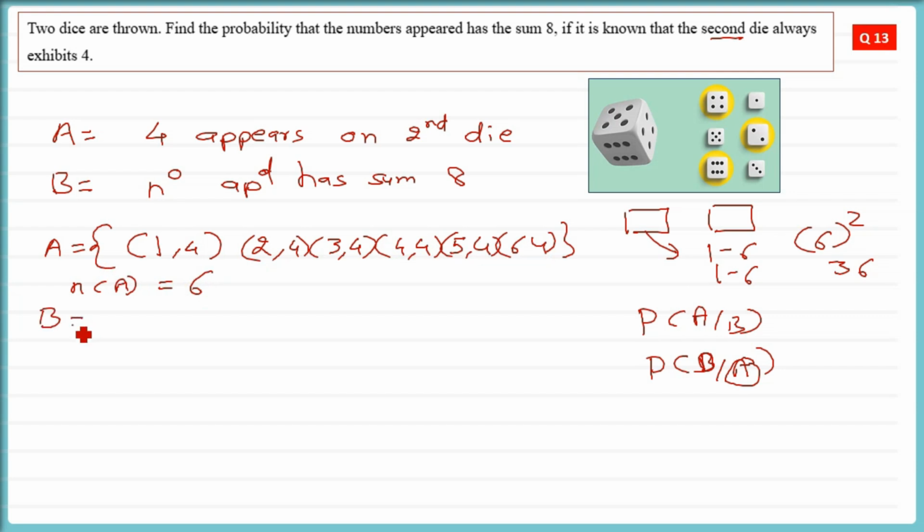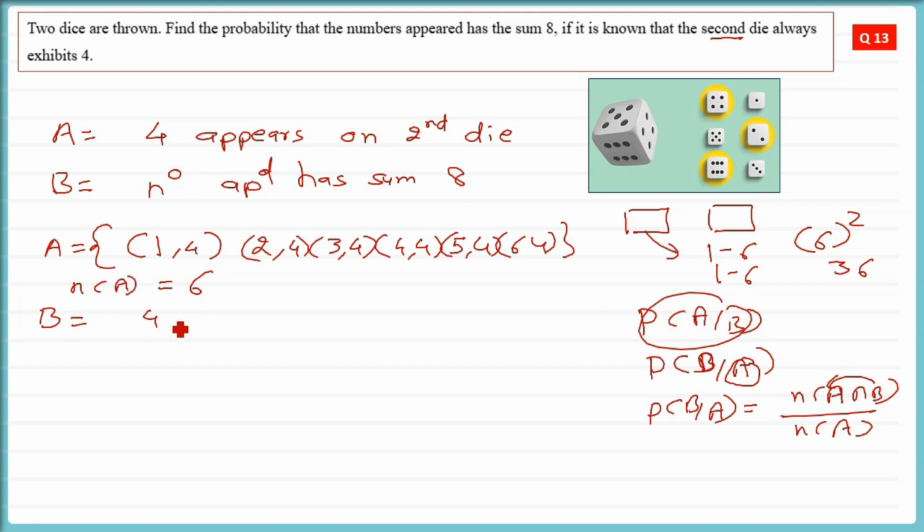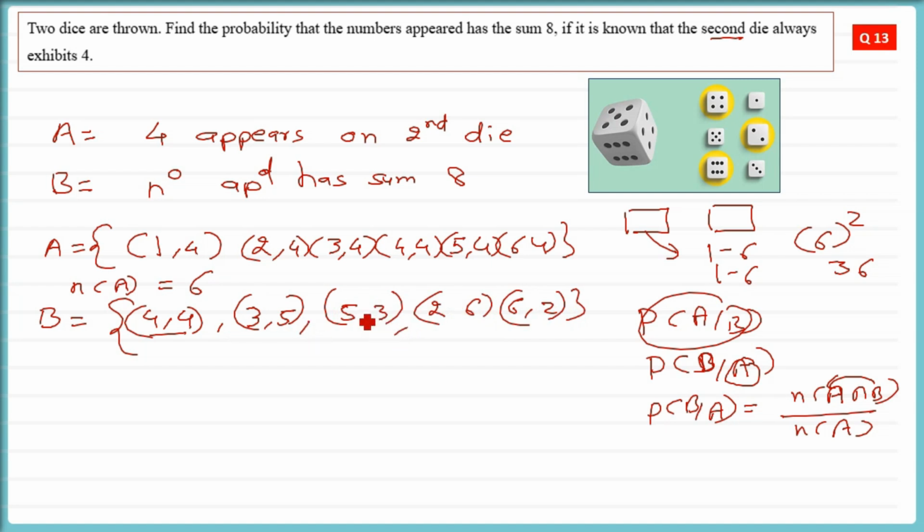So it is 6. Coming to B, now probability of B by A, the numerator remains the same for B by A or A by B. This is the number of elements in A intersection B divided by the number of elements in A. So the number of elements in B will not be required, but the A and B intersection is required. That's why we have to write the event B and its set values. So B is the number appeared has sum 8. So 4 4 gives you 8, 3 5 gives you 8, then 5 3, then 2 6 and 6 2. The 4 4 can come in both orders, but this set cannot have redundancy, so only one 4 4 will come.